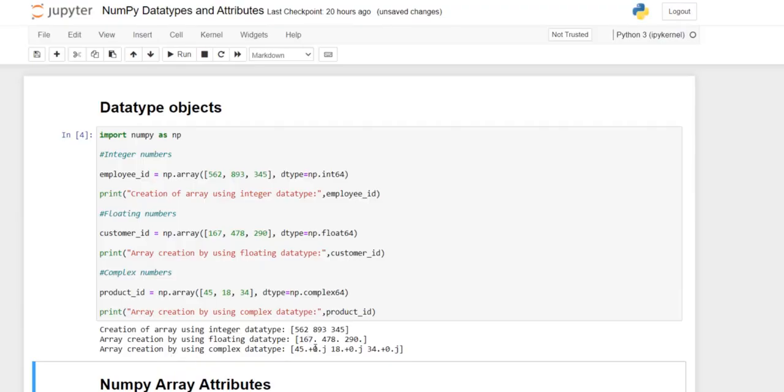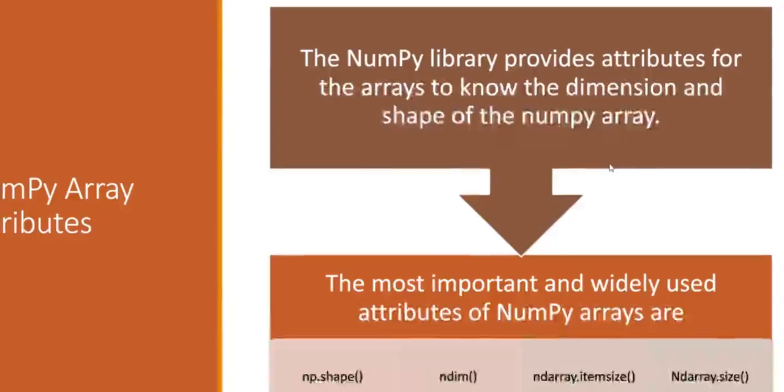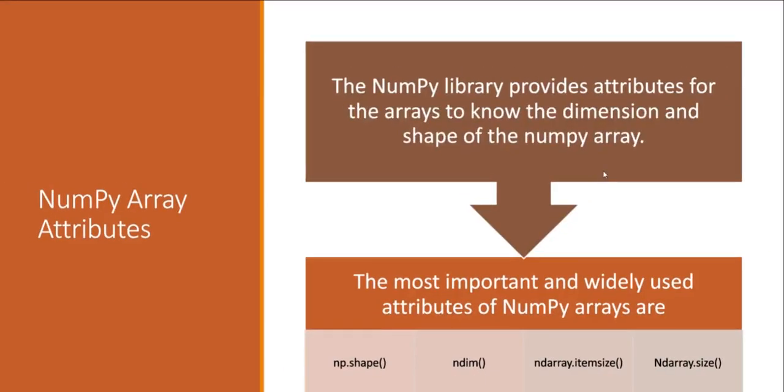floating data type, that is decimal points. After that, complex data type and the real number and the imaginary number. Now we will discuss and understand the NumPy array attributes. Basically, array attributes are important to find out the shape, dimension, item size and size. Let us look at some of these attributes with their respective example as well.